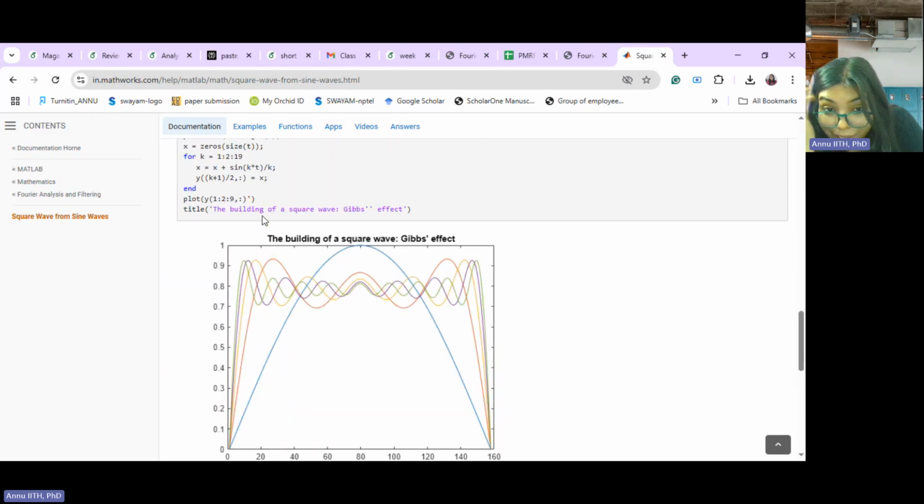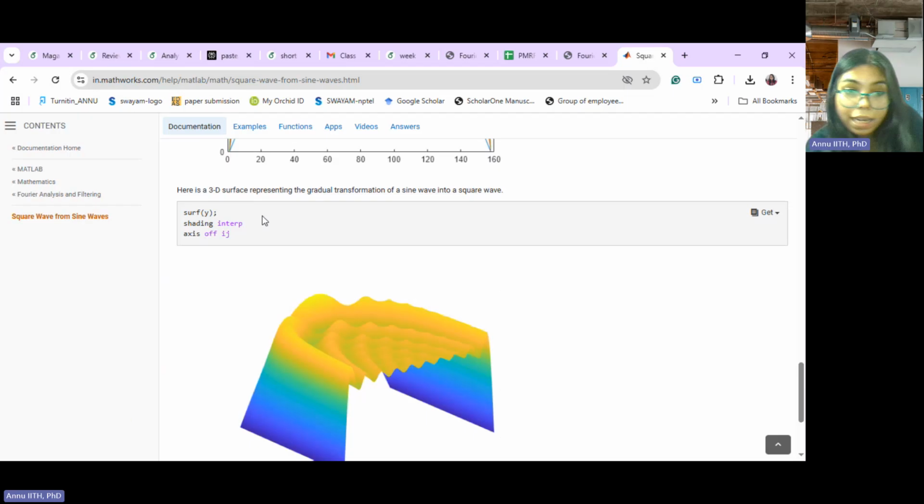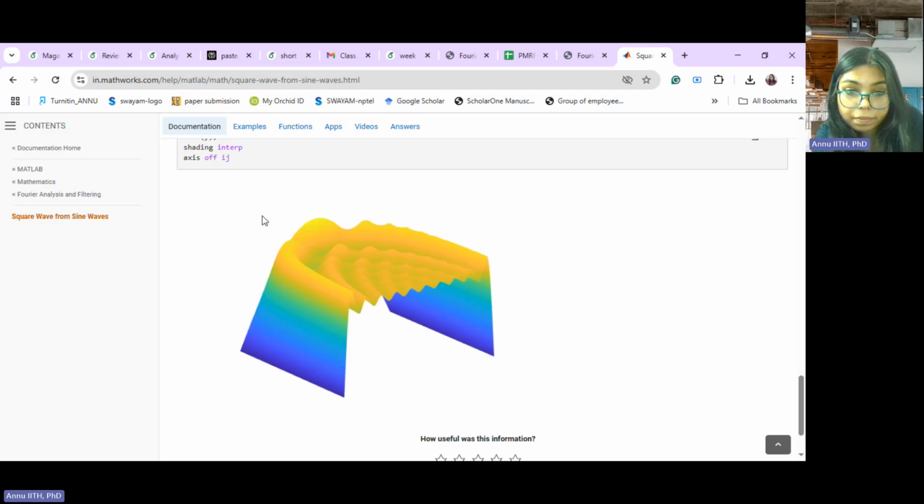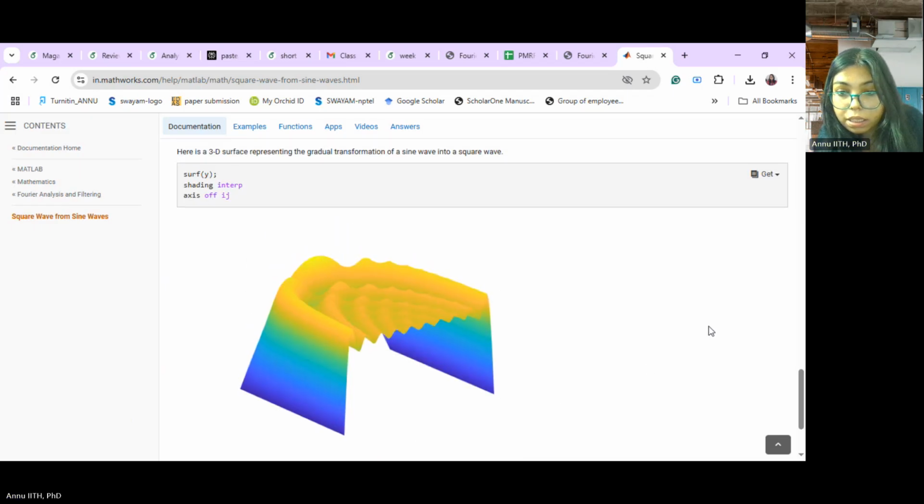So at 19 you are having it like this. Previously it started from sin t, then sin 3t by 3, then sin 5t by 5, building up one by one. And here is a 3D surface representing the gradual transformation of a sine wave into a square wave. See, like this. This is very interesting to note.